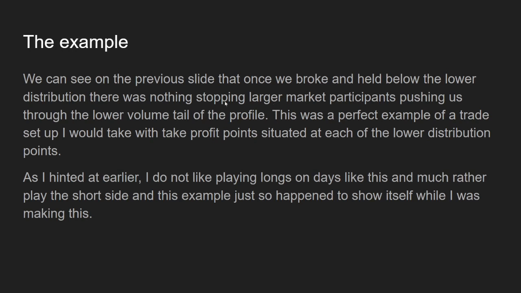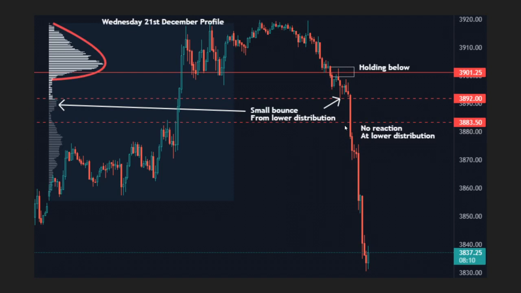We can see that the market participants pushed us through the lower volume tail of the profile, and this was almost a perfect example of a trade setup that would take profits situated at each of the lower distributions, here and here. You could potentially not have expected this fall because it was distinctly out of the profile or the range of the previous day.